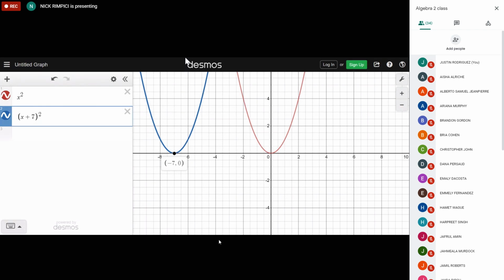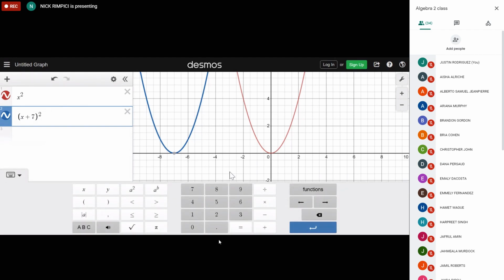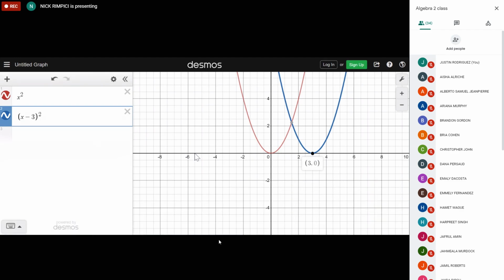Okay, so that's adding. Now, what about if I want to subtract? What if I want to subtract a number from this? Let's do that and see what happens. Let's subtract 3. By subtracting 3, now it's moved the graph right 3 units from the original function. There's the parent. Now it's right 3 units.